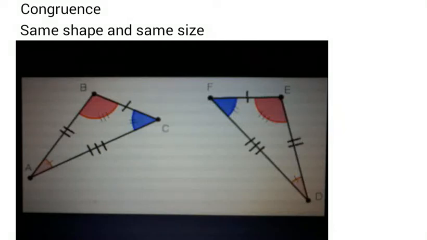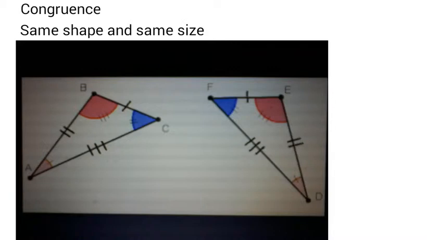Today we are talking about congruence. The word congruence means the same shape and the same size. So in order for two figures to be congruent, all of the sides and all of the angles inside the figure need to be the same. They need to be congruent.